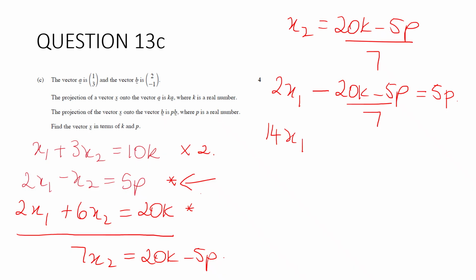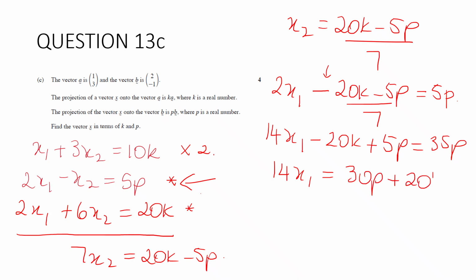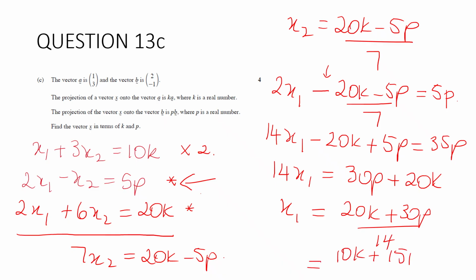14x1, watch this negative here, minus 20k plus 5p is equal to 35p. 14x1 is equal to 30p plus 20k. x1 is equal to, let's just turn that around, 20k plus 30p all over 14, which is 10k plus 15p all over 7.